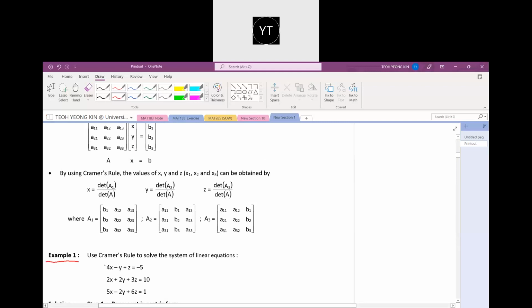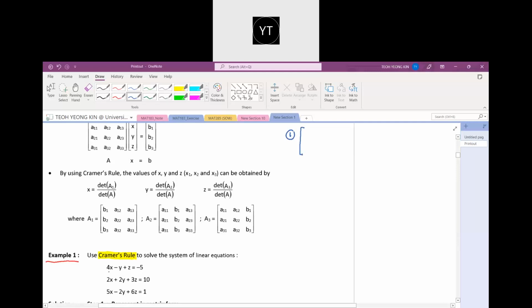It's easier this way. Use Cramer's rule to solve the system of linear equations. The question requests using Cramer's rule, so you need to use Cramer's rule. First, we represent the linear equations in the form of a matrix. Pertama sekali, kita mewakili persamaan linear kita dalam bentuk matrix. Step 1.